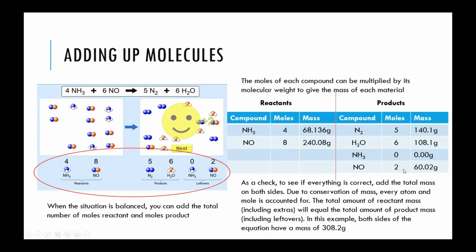And again, this is including all of the leftover components and everything. Because since there is a conservation of mass, every atom and every molecule is accounted for in this reaction. Nothing is remaining because you're accounting for that here in these leftovers. And in this example here, both the products and reactant side each have a final mass, or a total mass of 308.2 grams. There's conservation of mass throughout the chemical reaction.